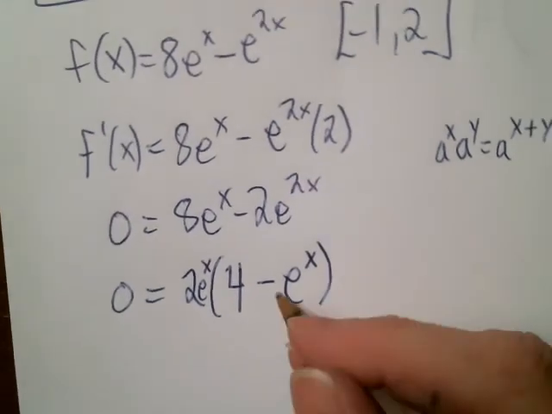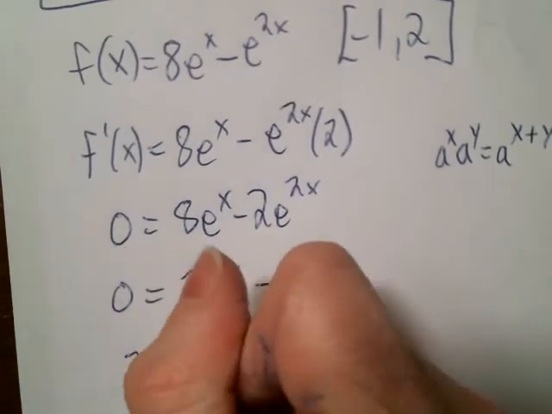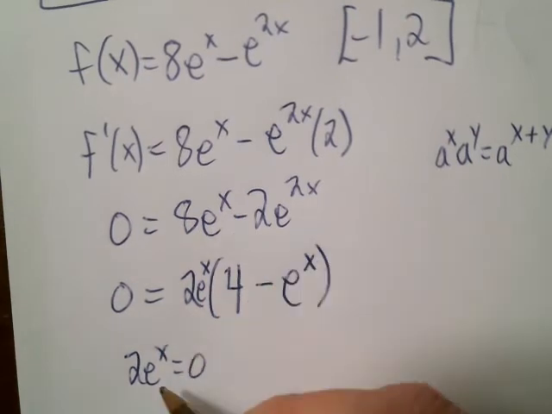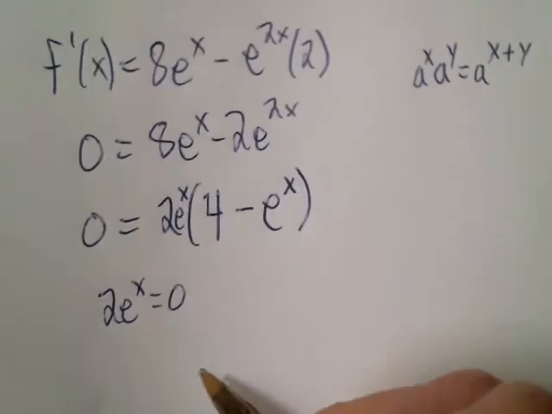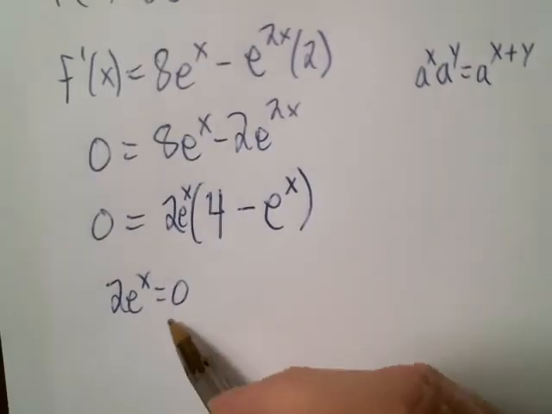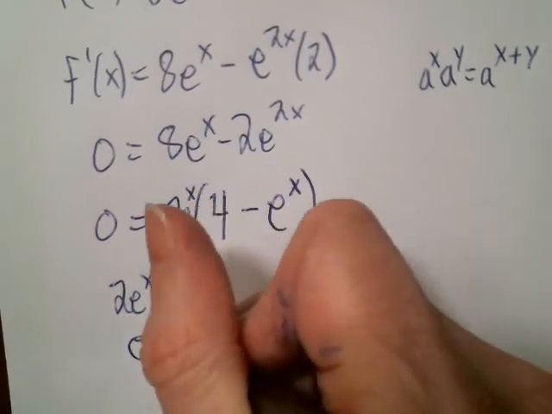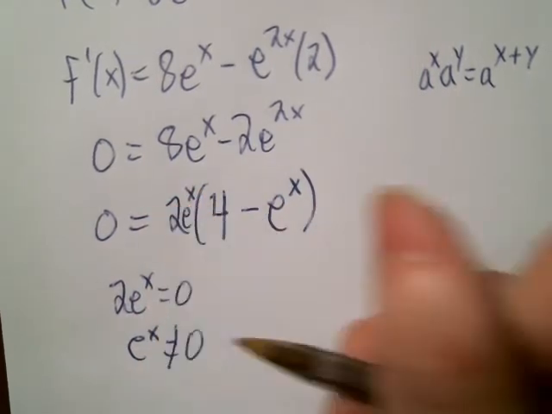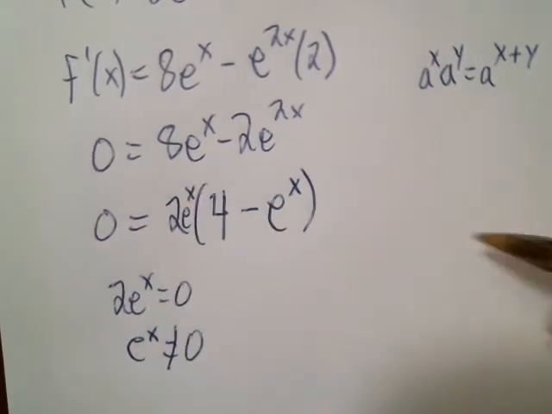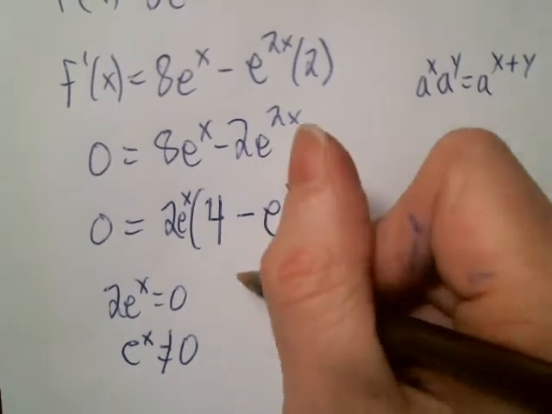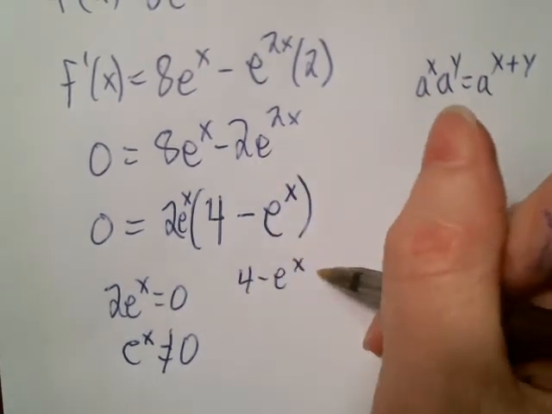Okay, then you set the parts equal to 0. So 2e to the x equals 0. This doesn't have any solutions, right? E to the x is always positive. That's an exponential growth thing, right, that we're hearing on the news all this week. Exponential growth. This thing will never be 0. Anyways, take the other guy and set it equal to 0.